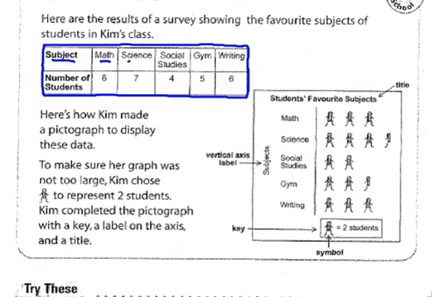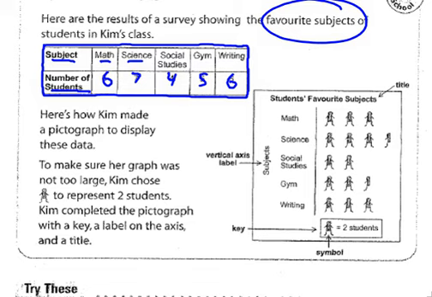So we've got math, science, social studies, gym, writing. And then we have the number of students. And if we take a look at the beginning, we're looking at which students have favorite subjects. So basically, if I'm looking at my chart now, I can say, okay, 6 students think math is their favorite subject. Science, there's 7 that think is their favorite. Social studies, only 4. Gym, 5 students, that's their favorite. And for writing, 6 students chose that as their favorite.